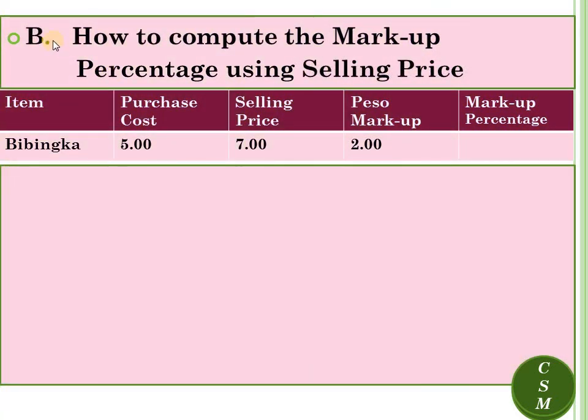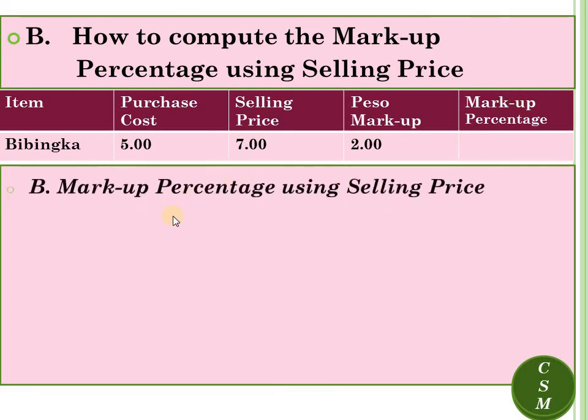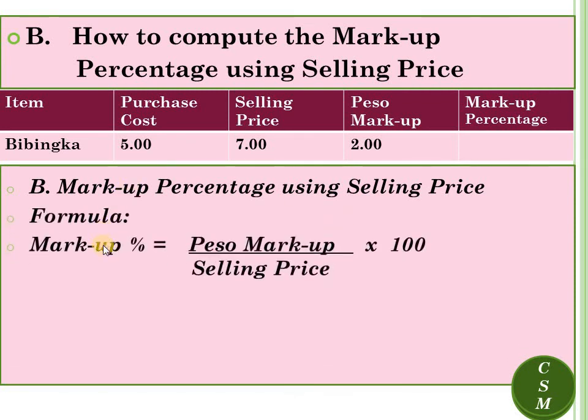For our next one, we have B, how to compute the markup percentage using selling price. Again, we have the same tabulation, but we will use a different formula to compute for the markup percentage. For the markup percentage using selling price, we have the formula: markup percentage equals peso markup divided by selling price times 100.